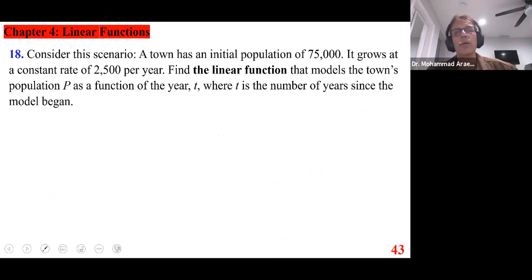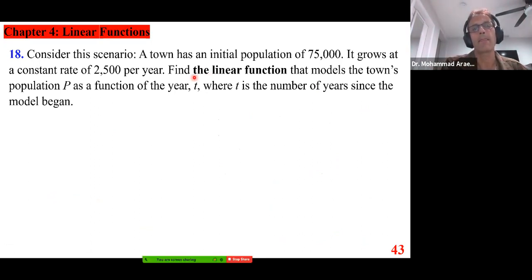Consider this scenario. A town has an initial population of 75,000. It grows at a constant rate of 2,500 per year. Find the linear function that models the town's population P as a function of the year t, where t is the number of years since the model began. We are really looking at the slope-intercept form, y equals mx plus b, and we're going to write P equals mt plus b, because we are changing the y to the P, population, and we are changing the x, the independent variable, to the t, time.